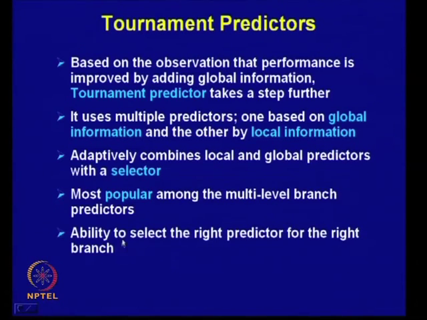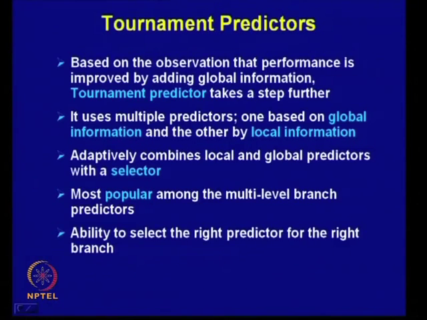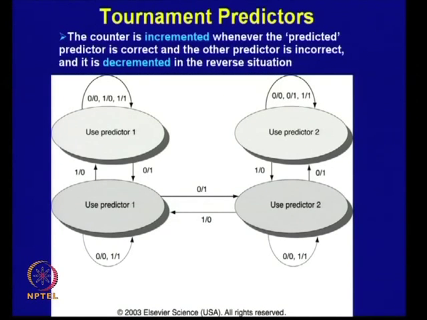The tournament predictor has the ability to select the right predictor for the right branch. That means you may have many branches, so it identifies which predictor will give you a good result. It identifies the right predictor for the right branch, and that is the basic approach used in the tournament predictor. So, let me explain this tournament predictor.